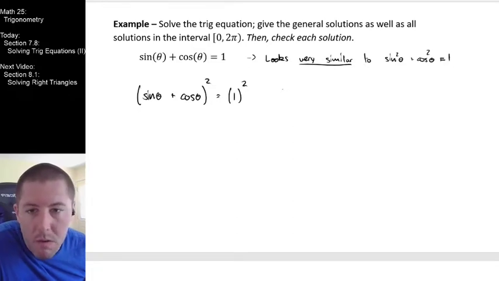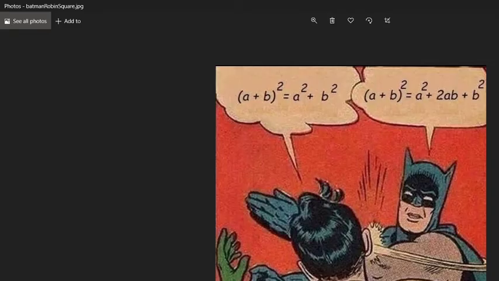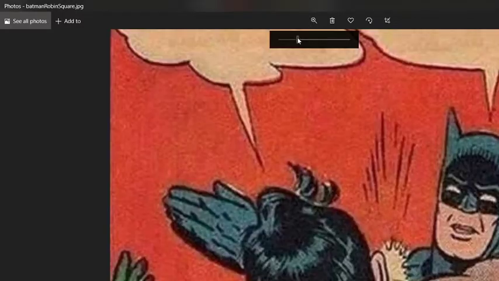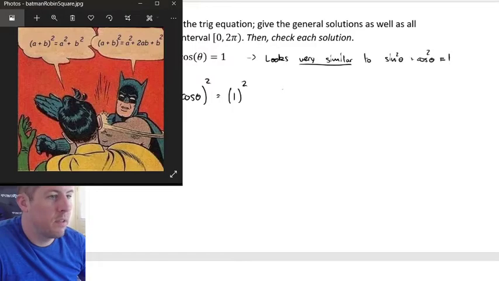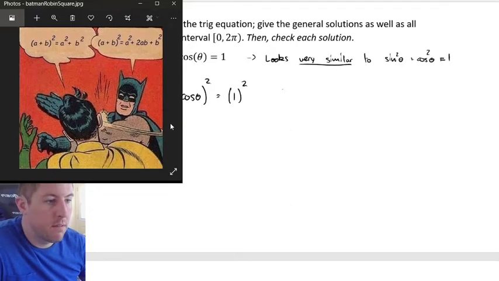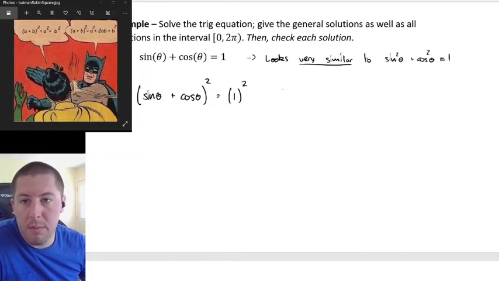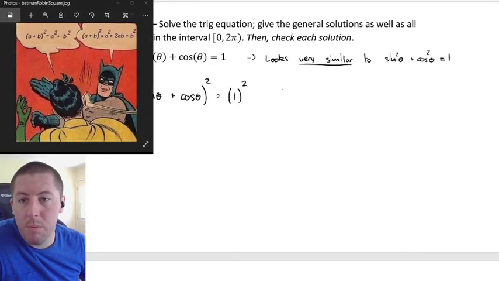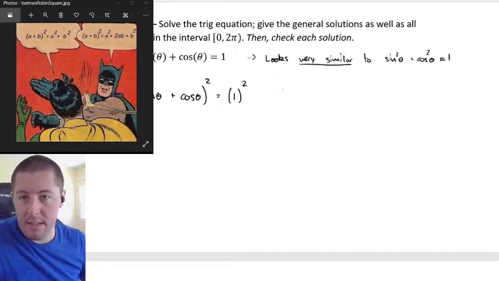All right, so here's your vaguely friendly reminder right here. We have to make this just the right size. Here we go. Let's remind ourselves that a plus b squared is not a squared plus b squared, as Robin suggested. It is in fact a squared plus 2ab plus b squared right there.